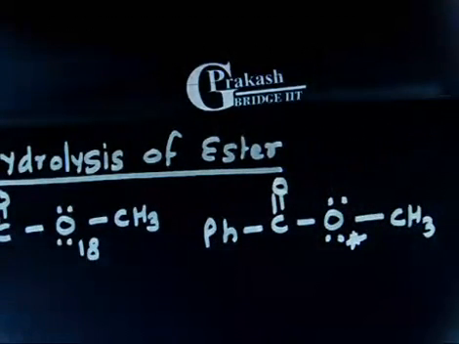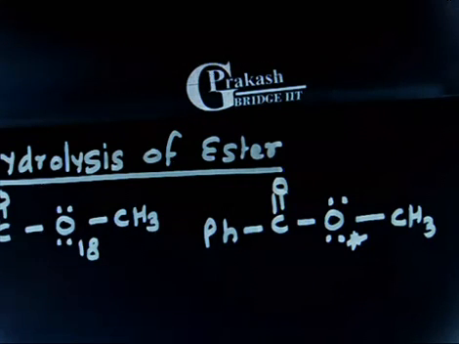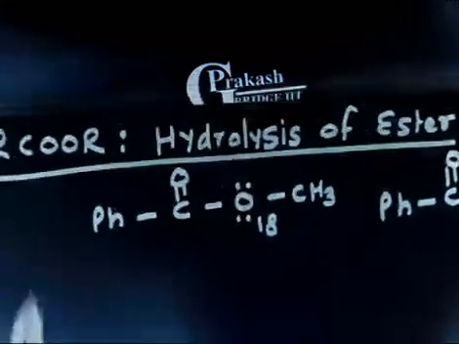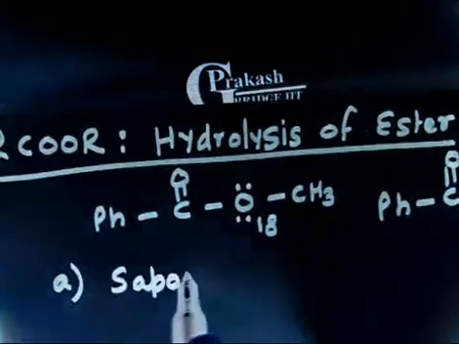Now the first part of the question says, draw the mechanism for saponification of this ester. Use this mechanism to show where the labeled oxygen will appear in the product. So you have to also show where the labeled oxygen will go after the reaction. So first part, you have to write the mechanism for saponification.